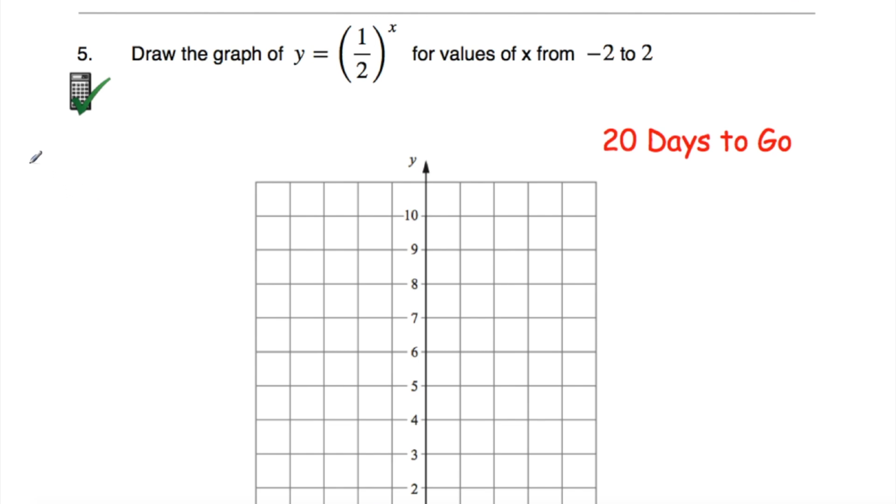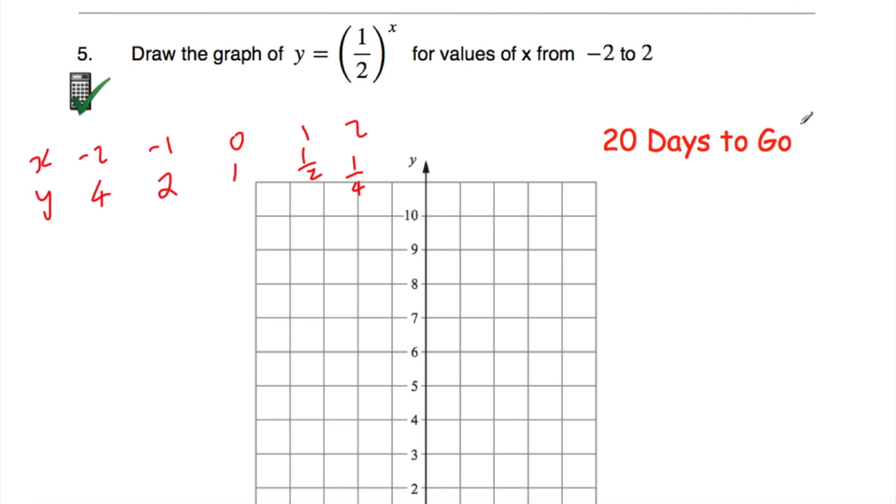So let's do an xy table, x and y. And let's let x equal minus 2, minus 1, 0, 1, 2. And this is a calculator question, so you can just type these into the calculator. A half squared is equal to a quarter. A half to the power of 1 is equal to a half. A half to the power of 0 would be equal to 1. A half to the power of negative 1 would be 2. And a half to the power of negative 2 would be 4.